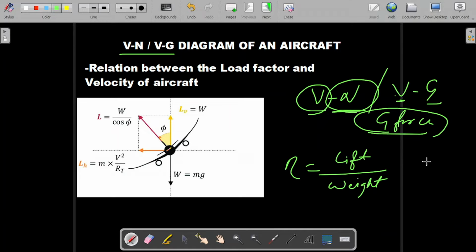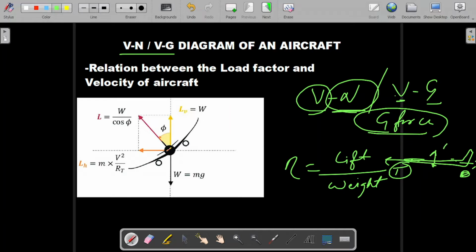Now the query will come: an aircraft is flying. As I already discussed in one of my videos, there are four forces. One is the thrust force, which is pulling the aircraft forward. This thrust is coming through the engine. There is a drag force, which is part and parcel of any body: the friction between the air and the fuselage causes drag. To overcome this, the thrust force is there.